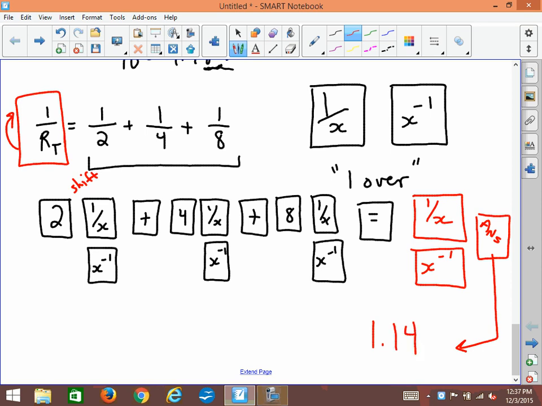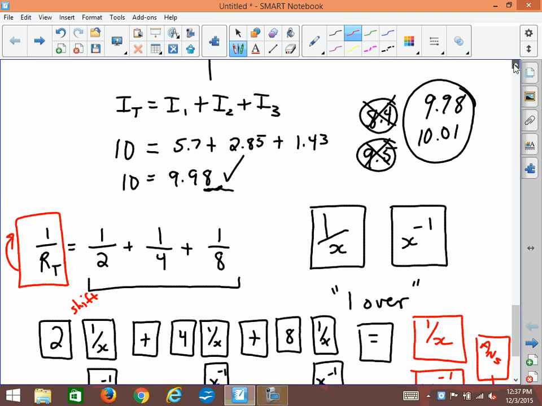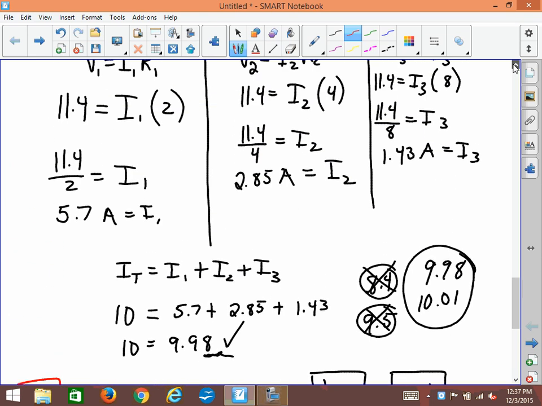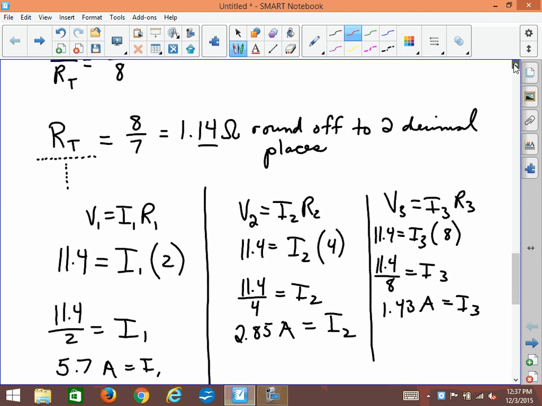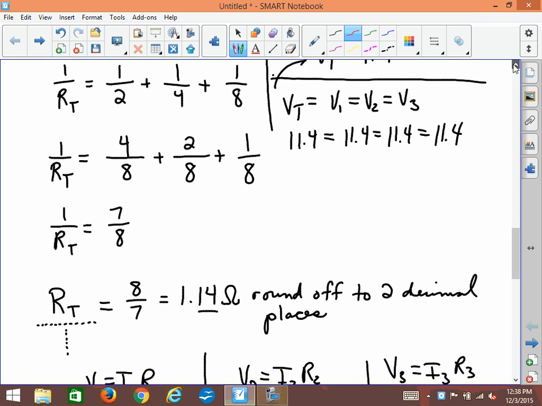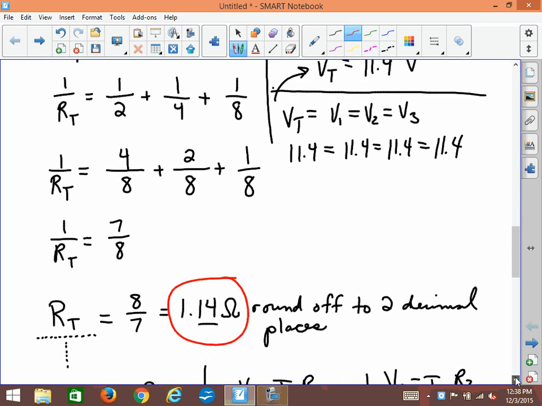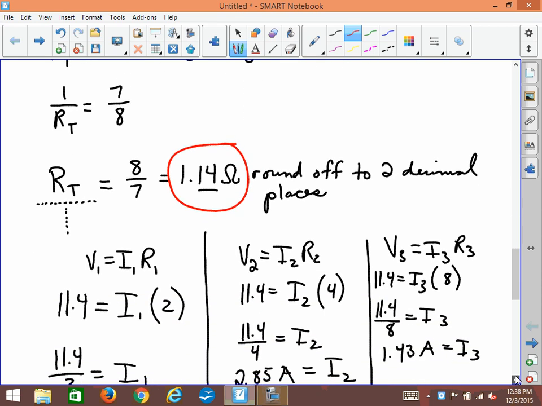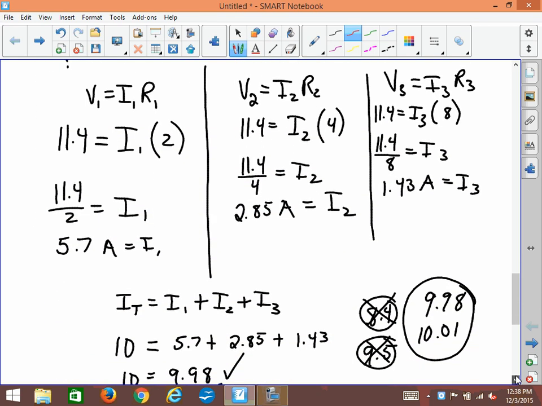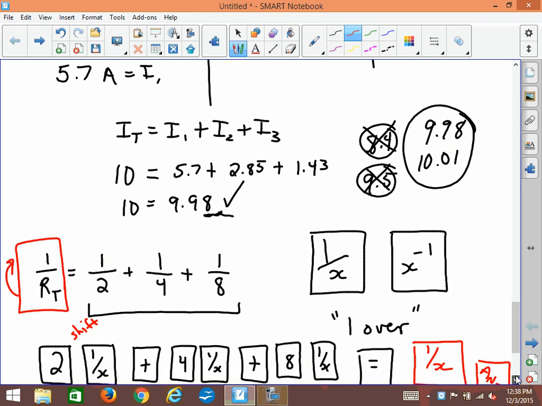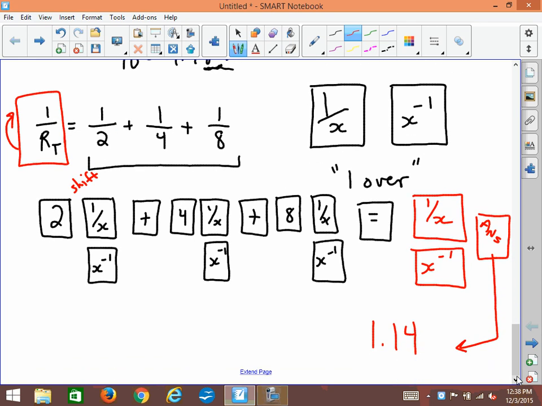Which is the same number that we came up with for our total resistance, if you go back here. I'll go right back. Oh, we just passed it. 1.14. See? We had it. So that's another way you can do it. If you don't like common denominators and working with fractions, you can use the 1 over button on your calculator. That's an option for you.